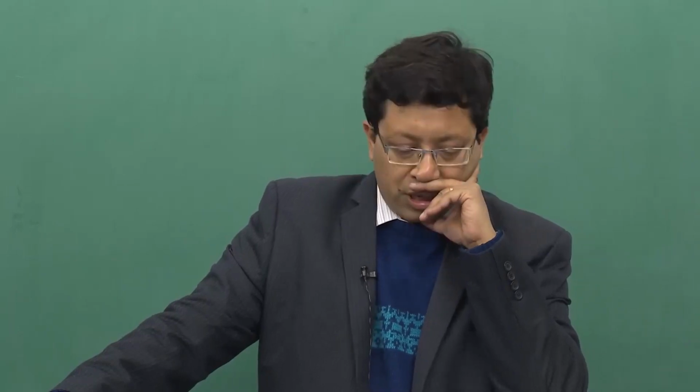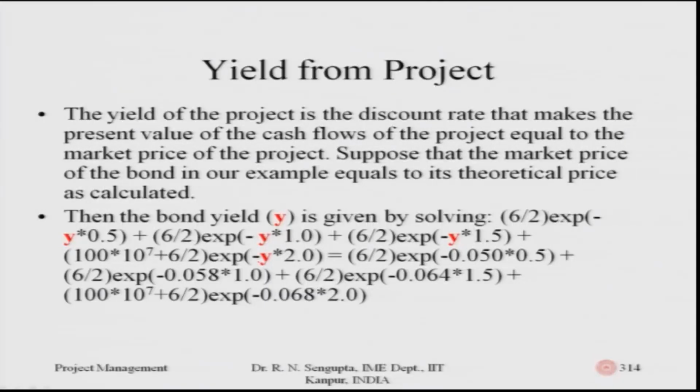Now, I want to find out the yield of the project. So, yield has something to do with the concept of IRRs. The yield of the project is the discount rate, it is not exactly similar to IRR. So, the yield of the project is the discount rate that makes the present value of the cash flow of the project equal to the market price of the project. Suppose that the market price of the bond or the project in our example equals its theoretical price as calculated, and the yield from the project, y, is given by solving this equation. This equation does not look very intimidating, it is very simple.